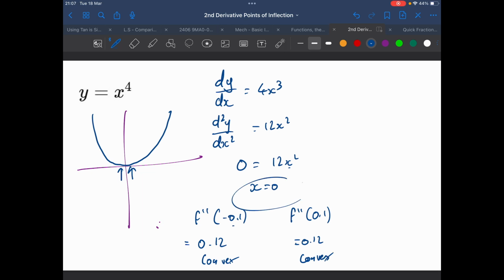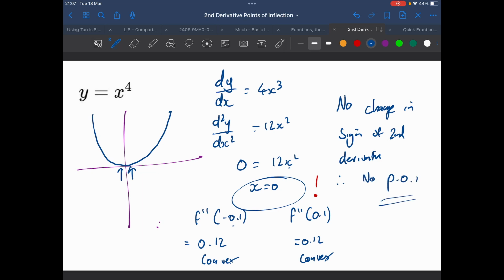So if I had just solved equal to 0, it would have been wrong. So I really need to watch out for that. So there is no change in sign of second derivative. Okay, therefore, there's no point of inflection. Okay, so very common misconception, that one, but I hope those examples kind of show you why it's not necessarily enough.